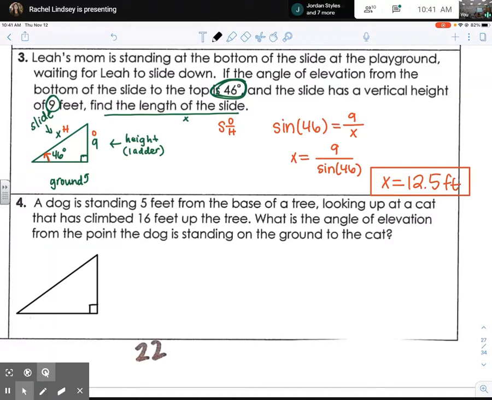Before, when I drew my right triangle. So a dog is standing 5 feet from the base of a tree, looking up at a cat that has climbed 16 feet up into the tree. What is the angle of elevation from the point the dog is standing on the ground to the cat? So here's the ground. This will be the tree. Here's the cat at the top. Here's the dog at the bottom.